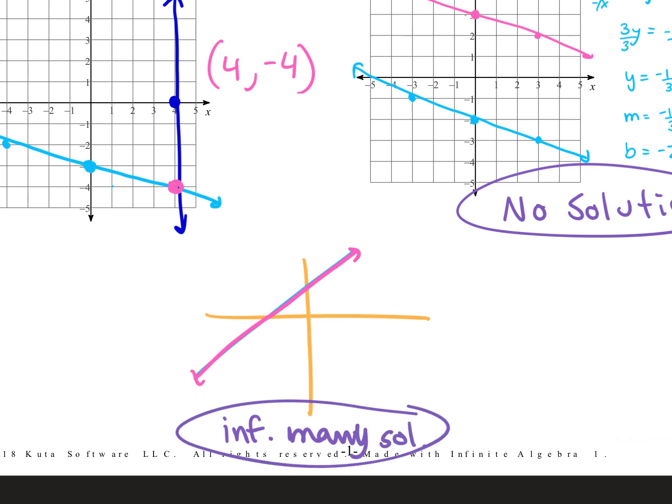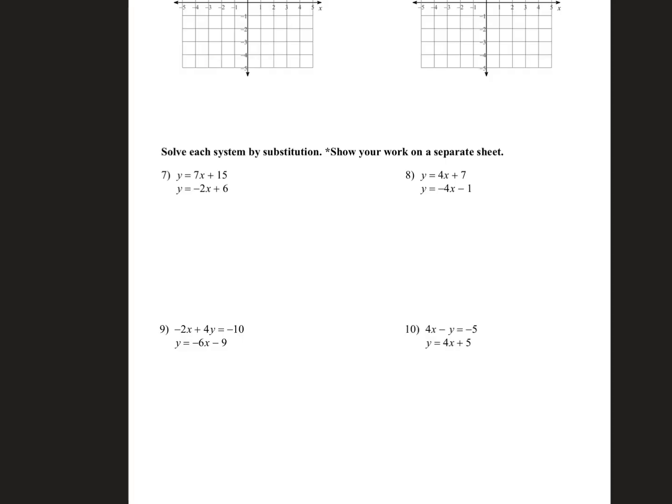So just in case you see one like that on the test Monday, but graph it and it's exactly the same line, it'd be infinitely many solutions. So here we're going to solve each system by substitution. Any one specifically on this page you want to see? 7 through 10?